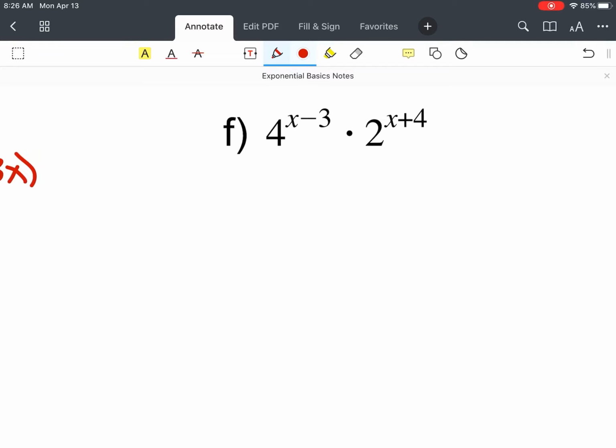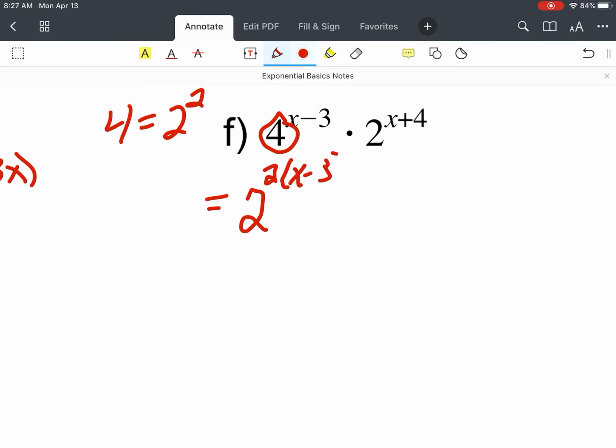All right, a couple more. On this one, these things don't look like they have the same base. However, they do share a common base of 2. Because I know that 4 equals 2 squared. Yes? So here's what I can do. I can say, all right, well, this is 2 to the second power to the x minus 3 times 2 to the x plus 4.